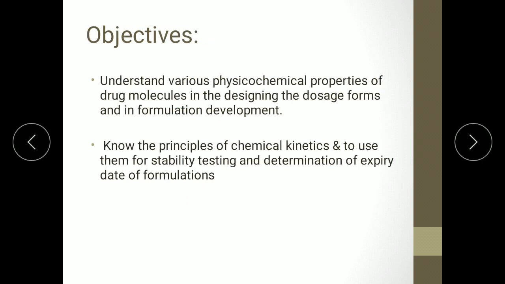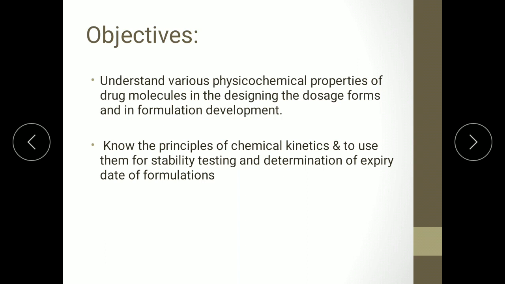Okay, now what is the objective of physical pharmaceutics? Why do we have to study it? To understand various physiochemical properties of drug molecule in the designing of dosage forms and formulation development. जब भी हम dosage form develop करते हैं in formulation development department, first we have to see the physiochemical properties of the drug molecule, whether that drug molecule is suitable for that dosage form or not. Now, for understanding those physiochemical properties, we have to study physical pharmaceutics.